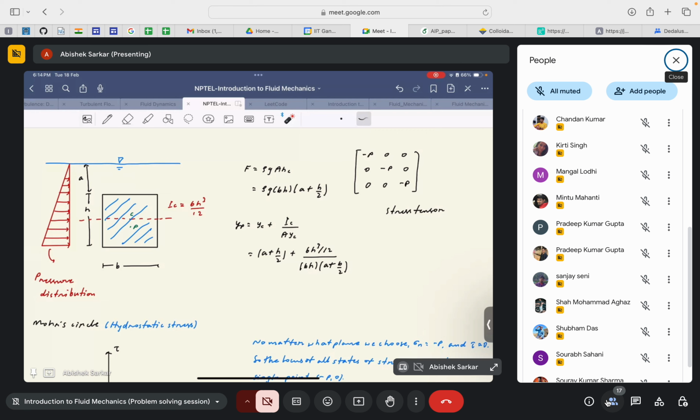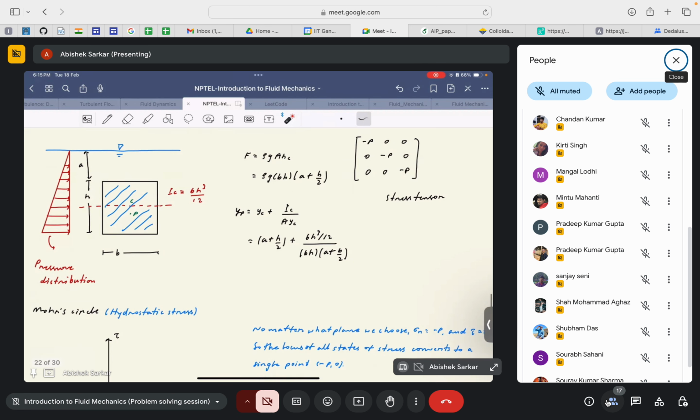So rho g is the same, then A will be given by the area of this plate, that is b into h, and hc would be the location of the center of gravity of the body. Okay, so here the center of gravity for this plate would be h by 2 with respect to the plate's height, but we also have to consider the depth at which this center of gravity is located. So it will be given by h by 2 plus this depth a. Okay, so that's why it is a plus h by 2.